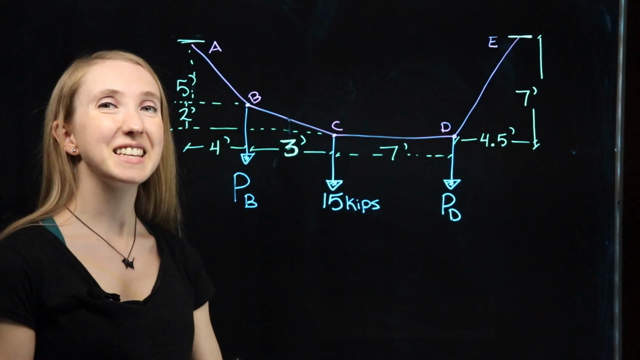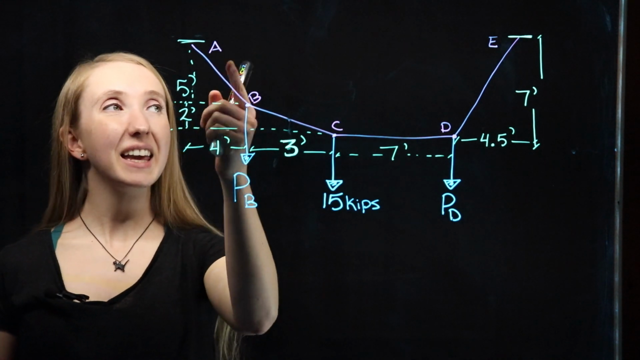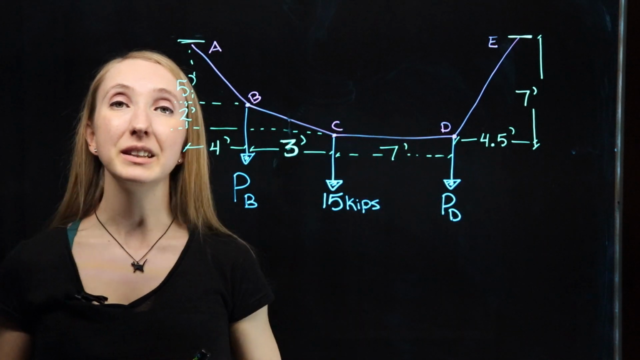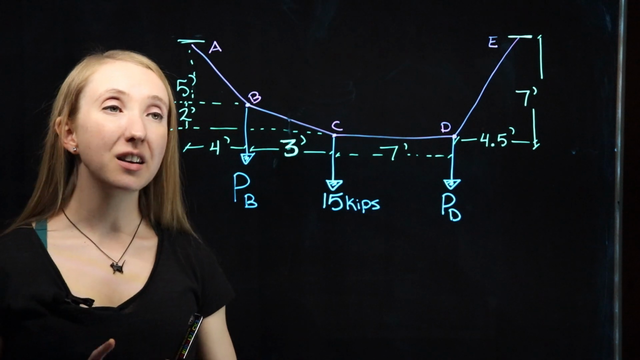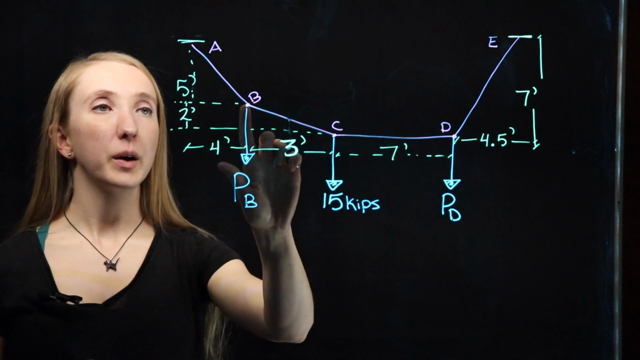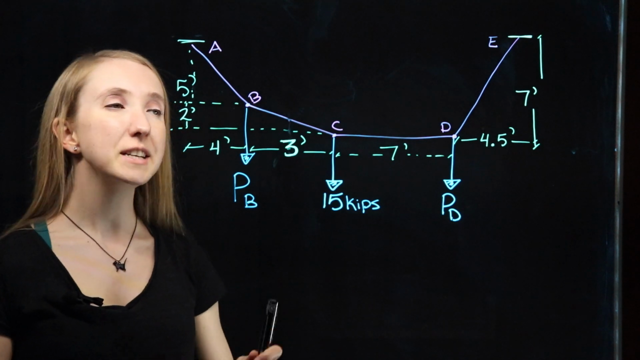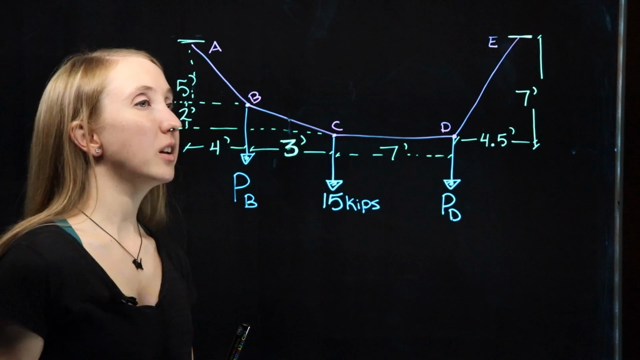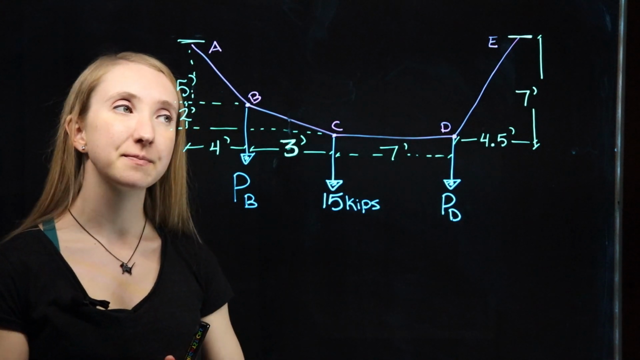For our second example, we have a cable system suspended at points A and E. Segment CD is completely horizontal. We want to find out what unknown vertical forces at point B and point D are required in order to maintain this geometry. We also want to know what the maximum tension in our cable system is.